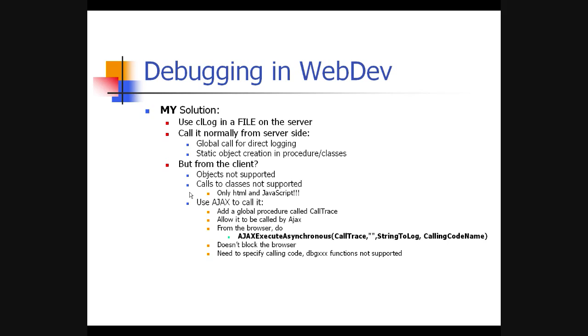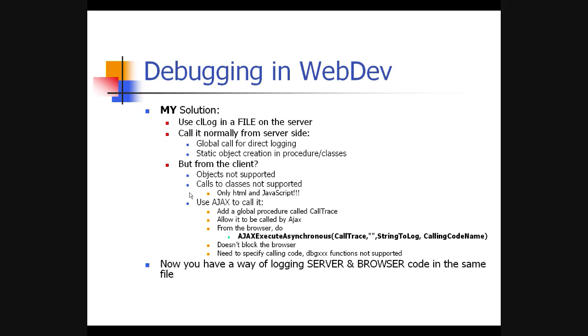So you need to specify the calling code. Already told you that. And now you have a way of logging server and browser code in the same file. You have a way of following the logic of your application between two machines, the server on one side and the client thousands of kilometers away. Everything is going to be logged in the same text file on your server.